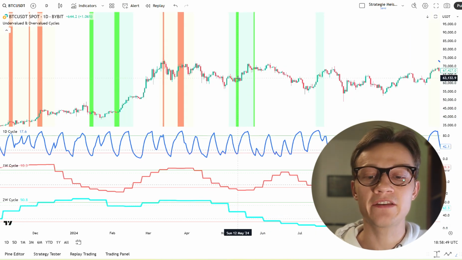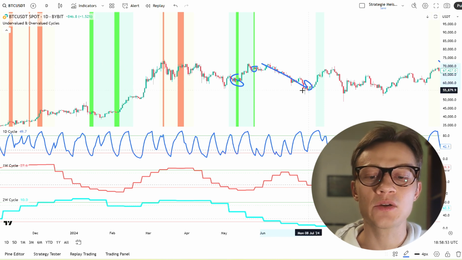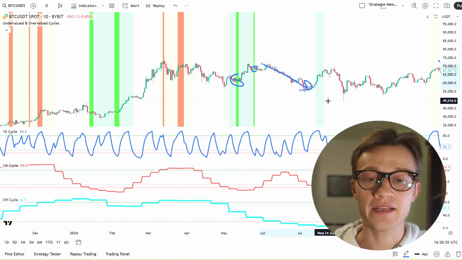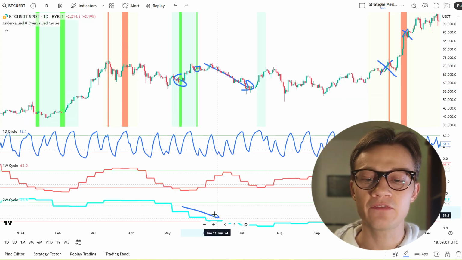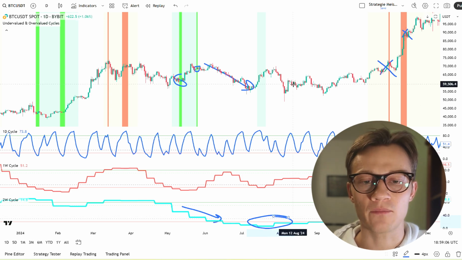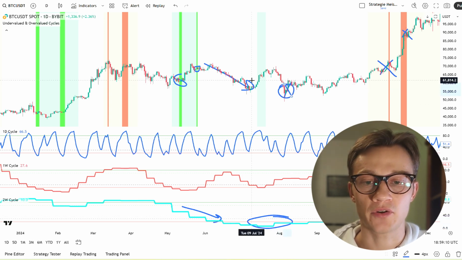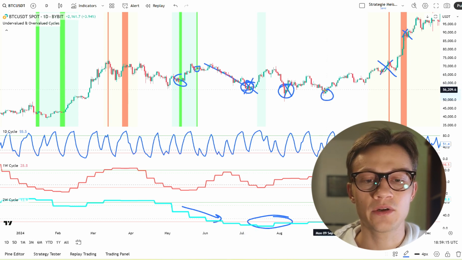In May 2024, we had one signal after another. However, after that, we actually went down. And you see, a very similar situation unfolded. Both buy signals were called when the 2-week cycle was still falling. Once it made an ultimate bottom, we actually bottomed. We had a very good opportunity to buy Bitcoin here. We had another opportunity to buy Bitcoin here, and another one to buy here.